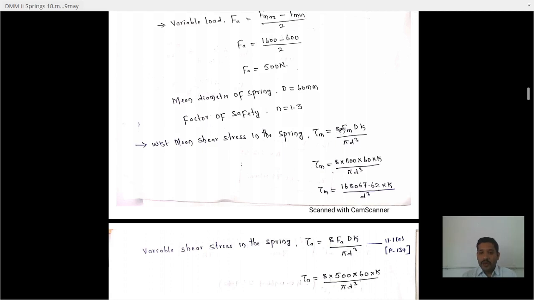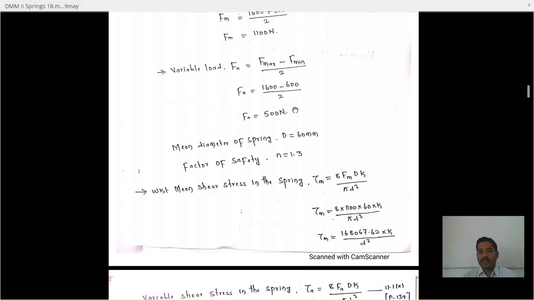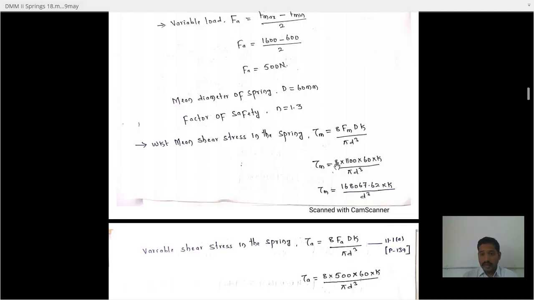In this case we know the value of Fm as well as the value of D, but we don't know the value of K, nor the value of d cube. Keep them as they are. The Fm value we got here is 1100 Newton, into D, which is 60, into K, by pi into d cube. Then 8 into 1100 into 60 by 3.142. If you divide, you will get the answer 168067.62.